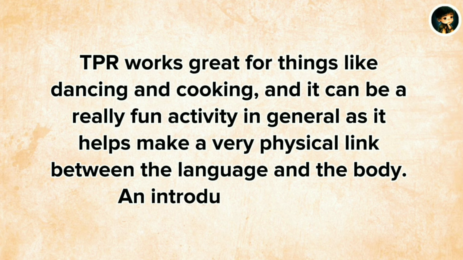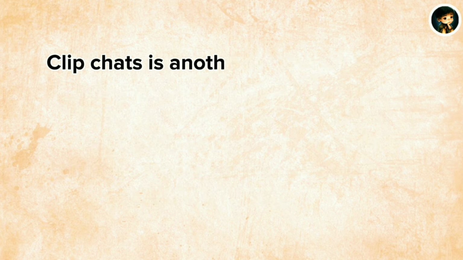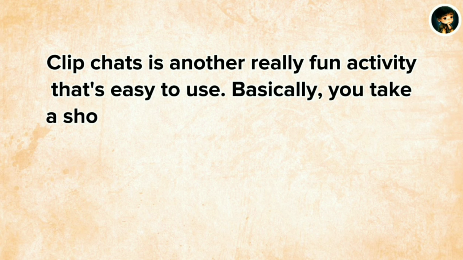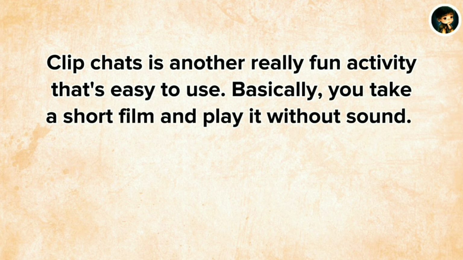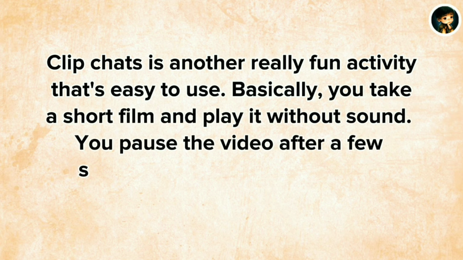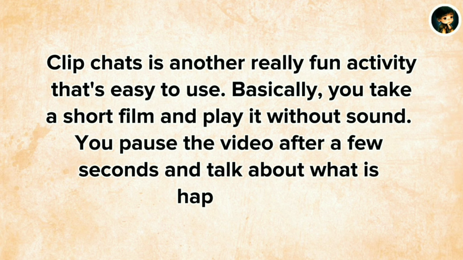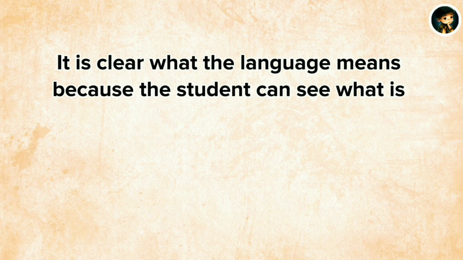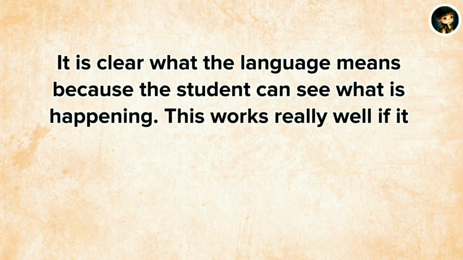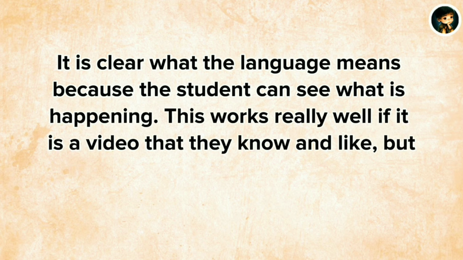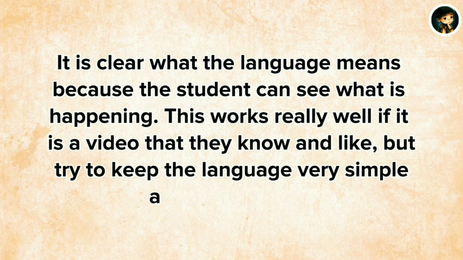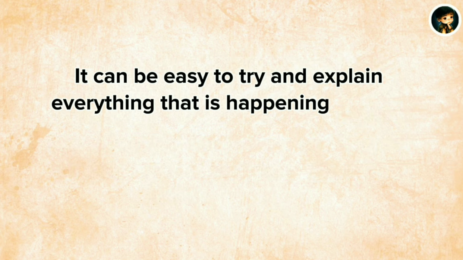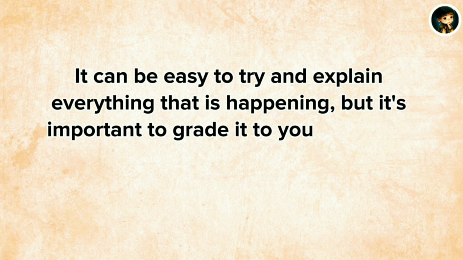Clip chats is another really fun activity that's easy to use. Basically, you take a short film and play it without sound. You pause the video after a few seconds and talk about what is happening. It is clear what the language means because the student can see what is happening. This works really well with a video that they know and like, but try to keep the language very simple at the beginning. It can be easy to try and explain everything that is happening, but it's important to grade it to your student's level.